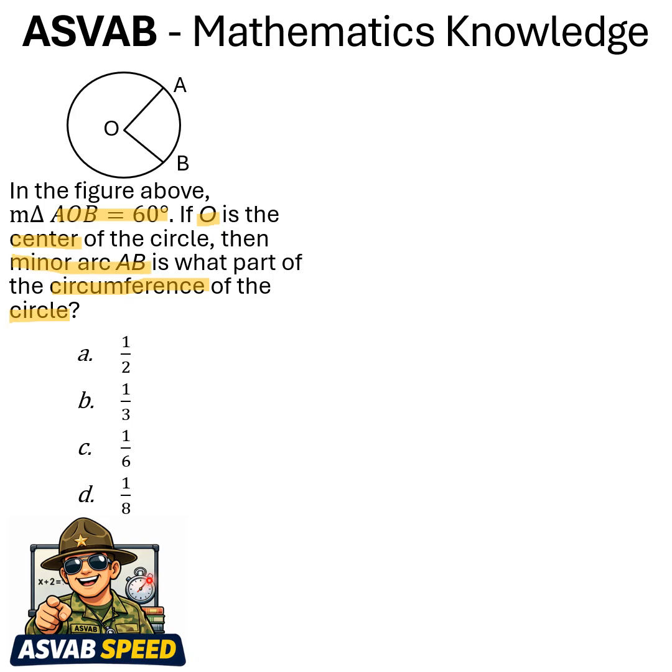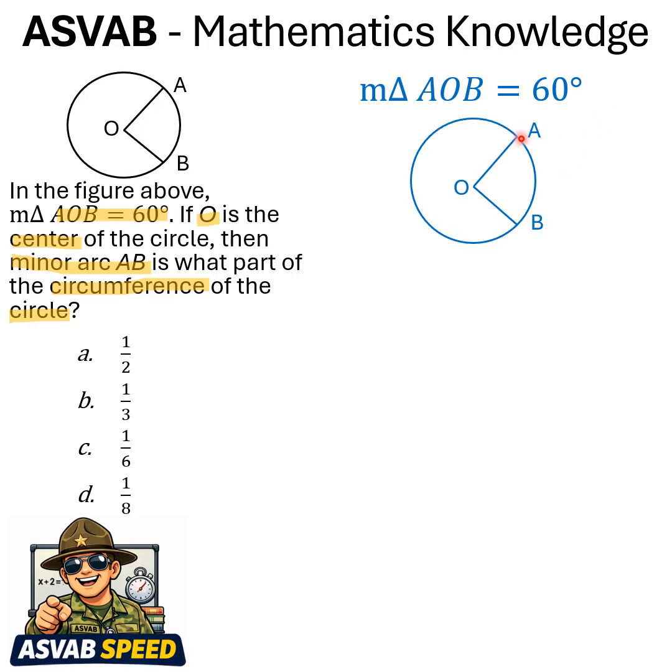And if we look at the answers, everything's a fraction. So that gives us an idea of what we need to find for an answer. So AOB equals 60 degrees. What does that mean? AOB, 60 degrees. They're saying that this piece of the pie is 60 degrees because minor arc AB, that's the minor arc.